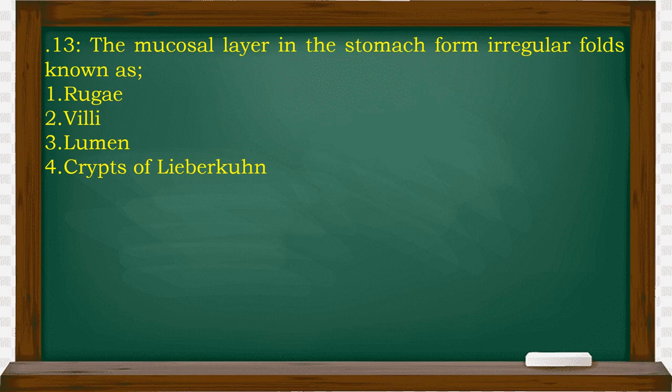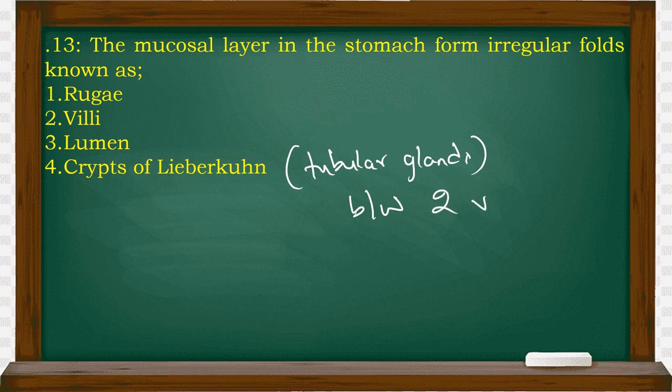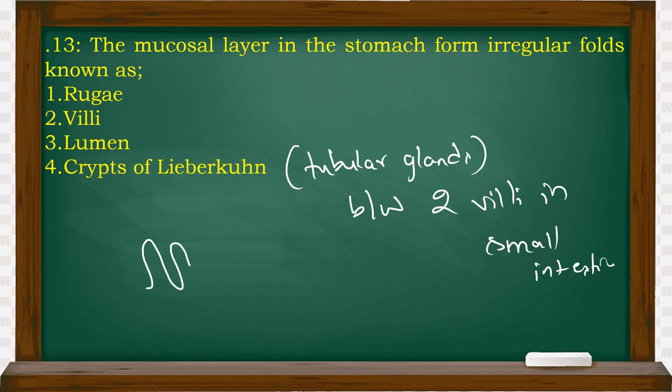So option number 4, crypts of Lieberkühn. They are tubular glands which are present between two successive villi in the small intestine. So in the intestine, we have projections that are called villi. And these crypts of Lieberkühn exist between two successive villi, and they are not present in the stomach. Rather, they are present in the small intestine. So this cannot be the answer.